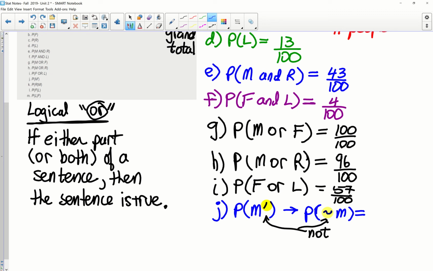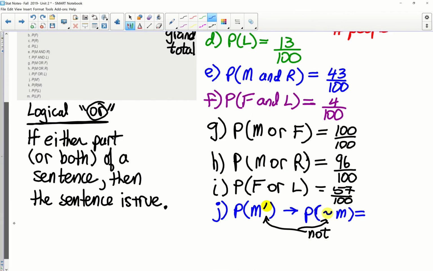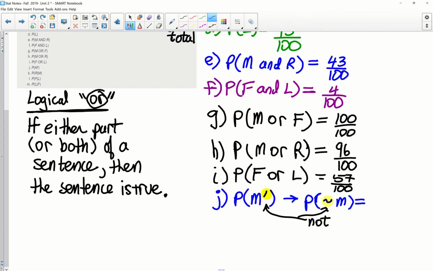For J? That's just saying that it's the not symbol. Yeah, it's the textbook's way of saying not. N-O-T. Okay. And so we use this symbol. The only challenge that we have here is just understanding that the question is asking us to find the probability of getting an individual who is not a male. Which is the same as, in this case, finding the probability of somebody who's a female, which we already know is 48 out of 100.